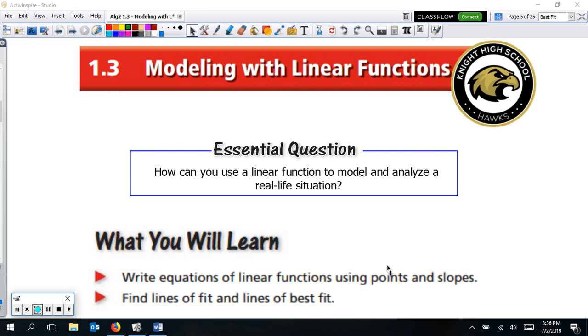Hey everyone, this is Big Ideas 1.3 where we're looking at modeling with linear functions. So we're going back and looking at linear functions a little bit again, but this time we're looking at more real-life situations, more of a data situation, given not just the equations of lines that we looked at before, but now writing equations from groups of data and information. So how can you use a linear function to model and analyze a real-life situation? We're looking to focus a little bit more on real-life situations.